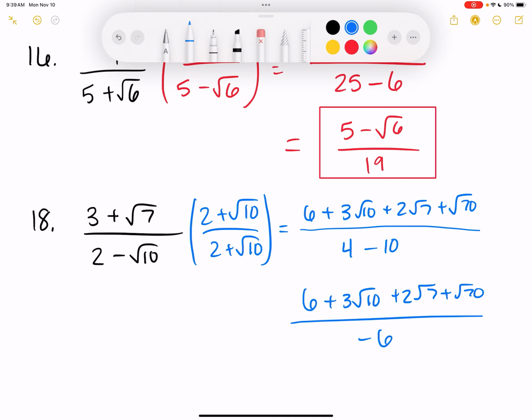Sometimes I can take something out of the top and reduce it with the bottom. It just depends, but in this case I can't because they don't have anything in common. It looks pretty awful, but I'd rather have this than this, but you have to rationalize it.